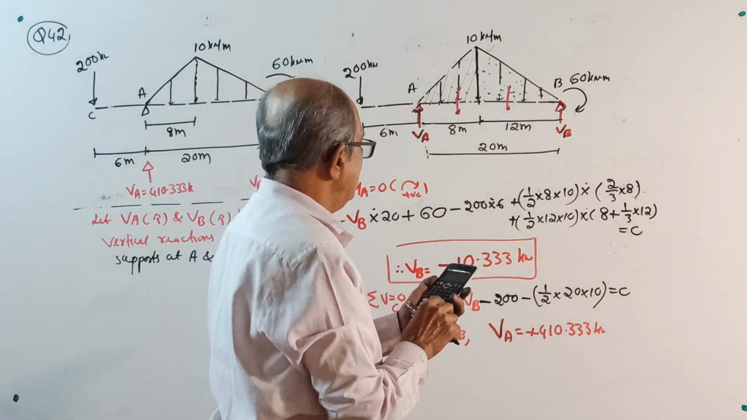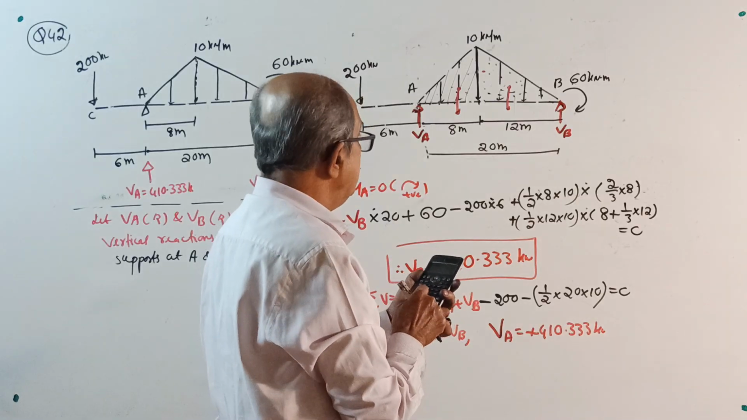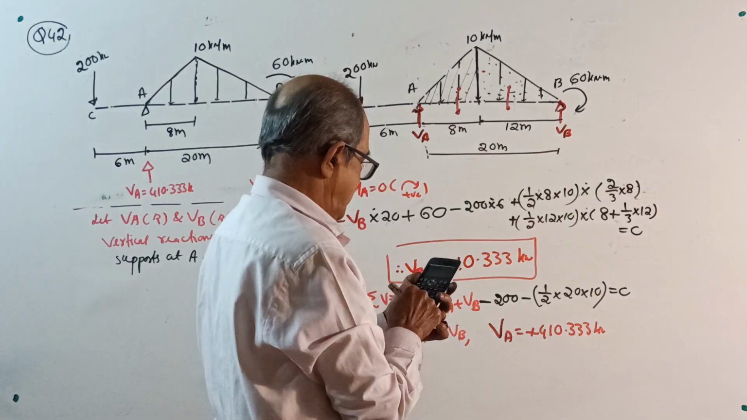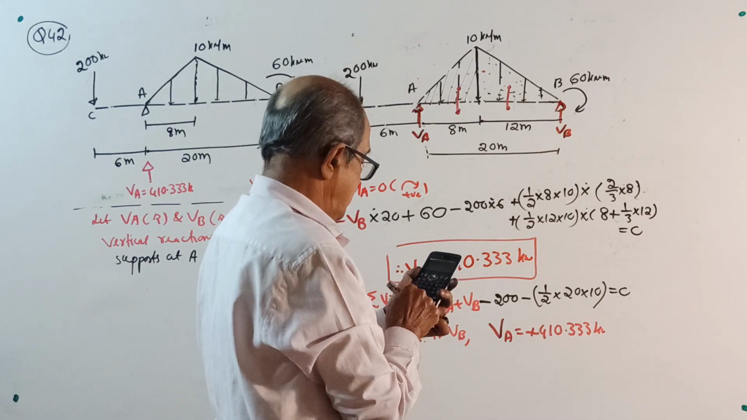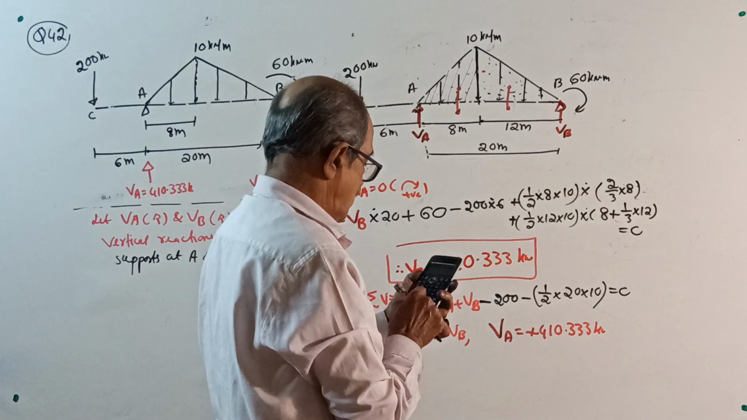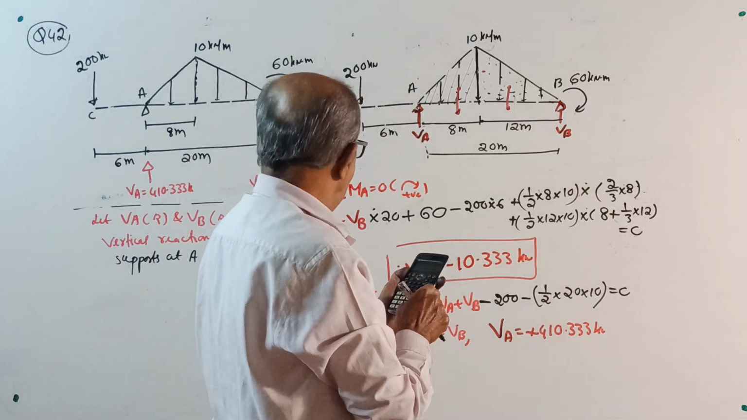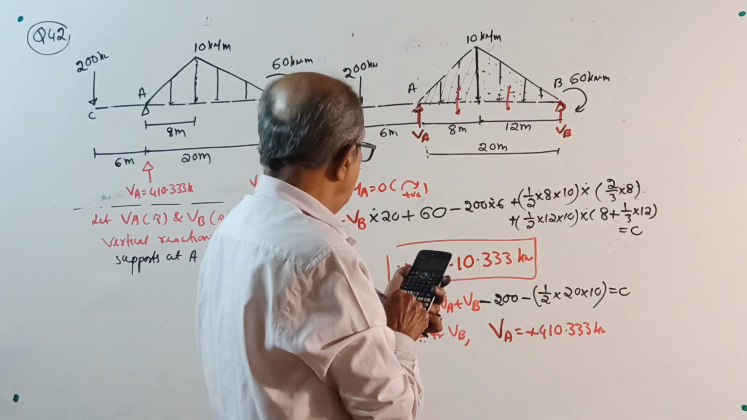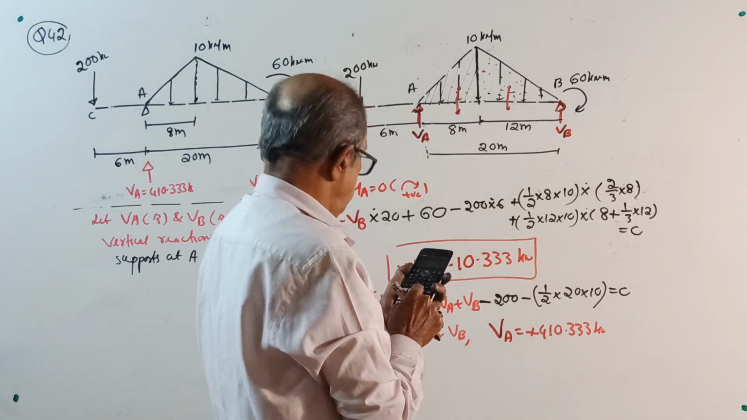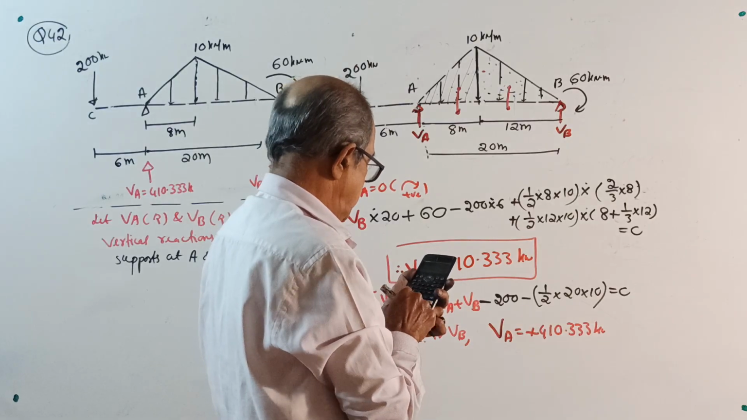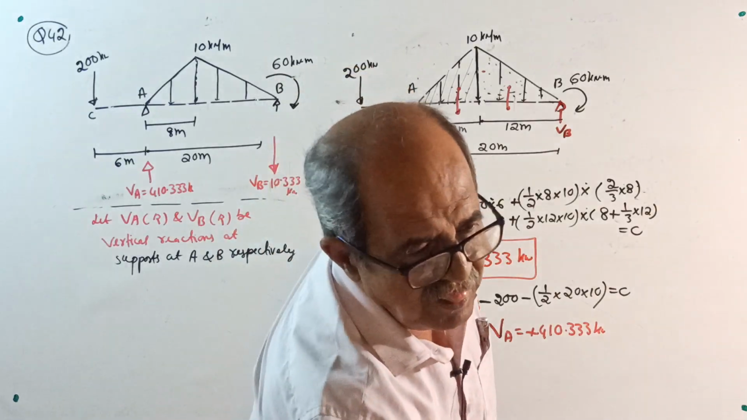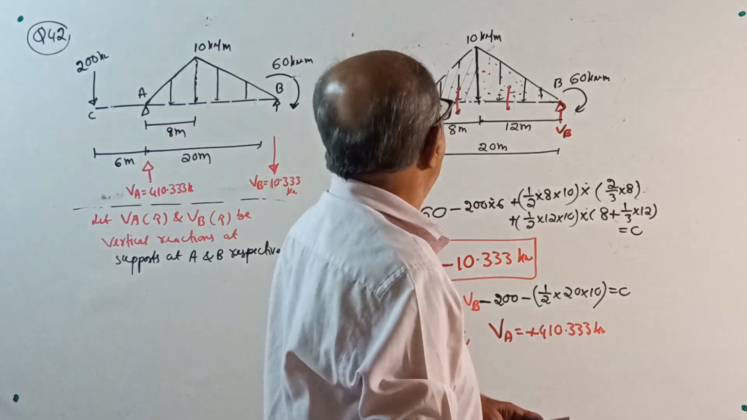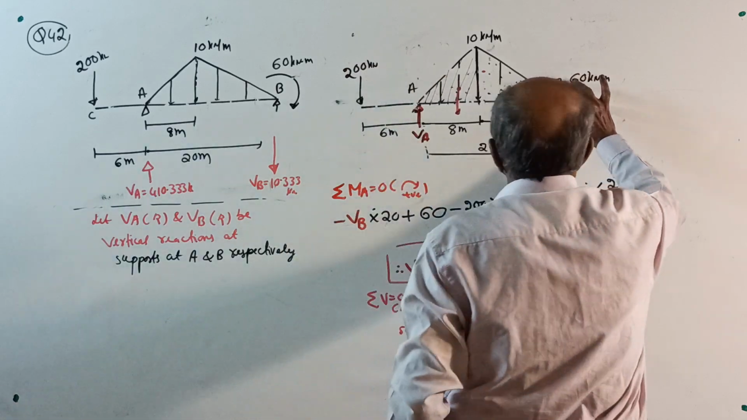I will check once again. Half into 8 into 10 into 2/3 of 8 plus half into 12 into 10 into 8 plus 1/3 of 12. This so far over, minus 200 into 6 plus 60, divided by 20. Minus 10.333 comes. Okay. Now, for those who want to learn more, take moment about V first.